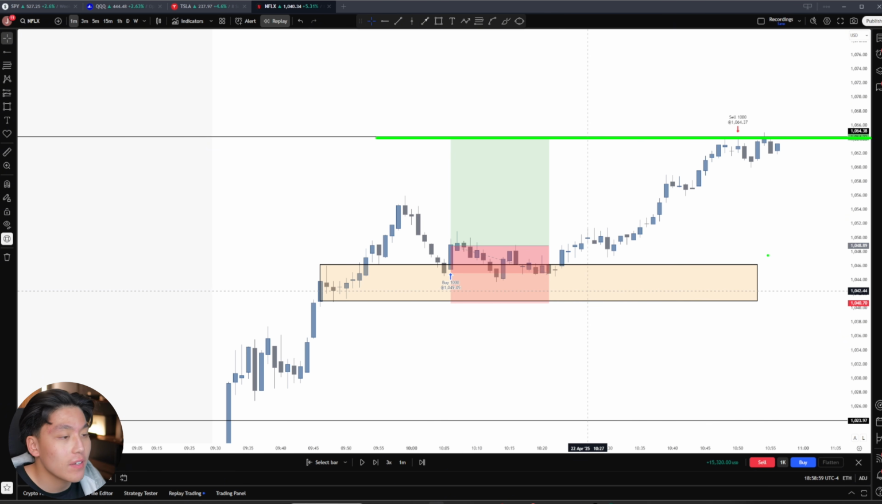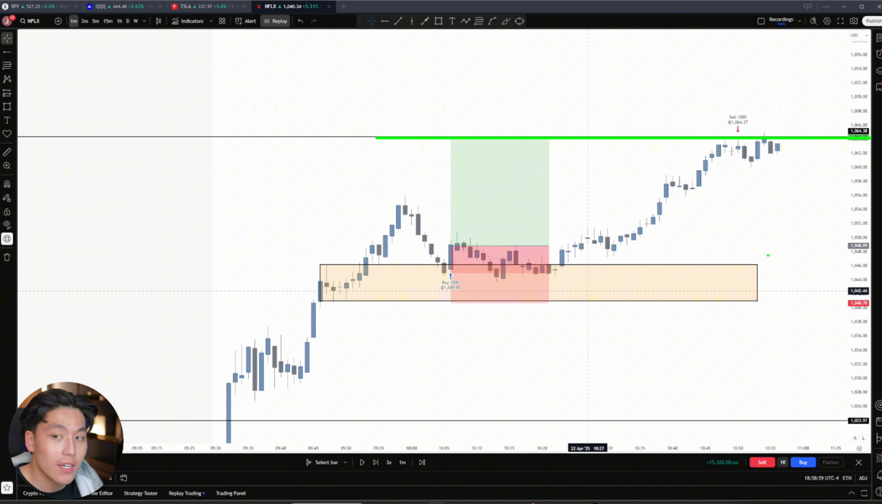As you can see, Netflix ended up having a really solid push towards that all-time highs. The reason being is because there's liquidity resting above that all-time highs level. So as I mentioned, if you understand where the liquidity is resting, you can look to target those key liquidity levels. With this being said, let's hop into some live examples that I had for this day.